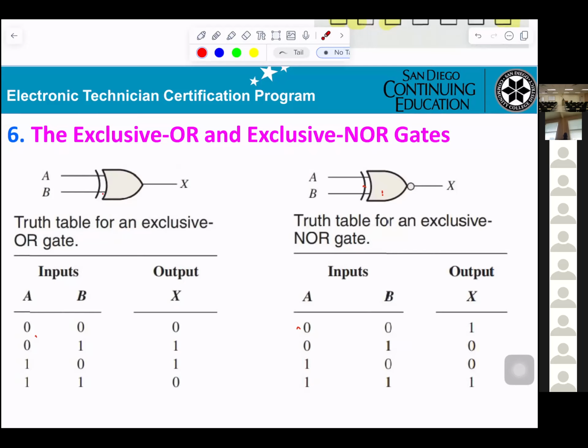0, 0, 1, 1, 0, 1, 0, 1. When 0, 0, you get 0. 0, 1, you get 1. 1, 0, you get 1. 1, 1, you get 0. This is the input, this is the output. If you input the same, output will be 0. If the inputs are different, output will be 1. With the NOR you get a NOT here, just opposite to that one.